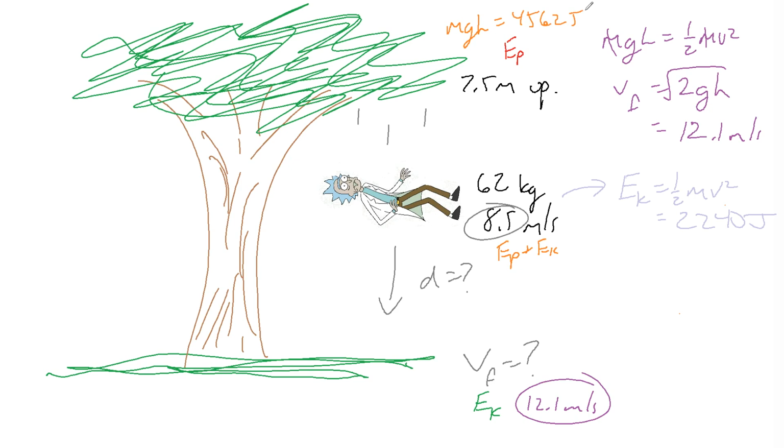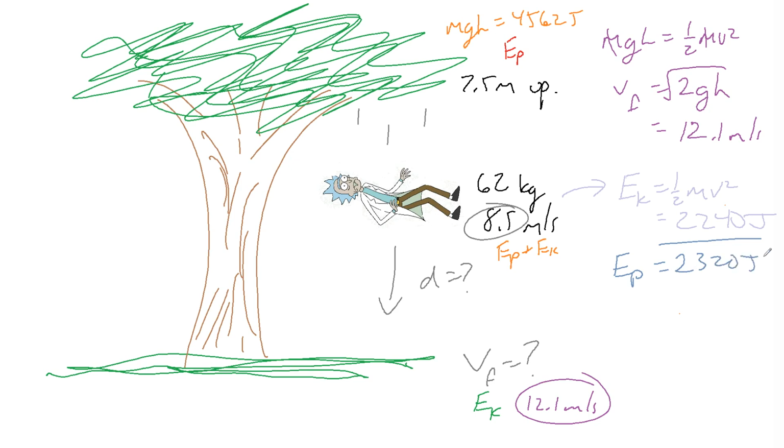And in between, we've got the 2240 of that is kinetic energy. So the remaining energy must be the potential energy. So if I subtract the 2240 from my total energy, his EP at this location is, give or take a little bit, going to be around 2320 joules.